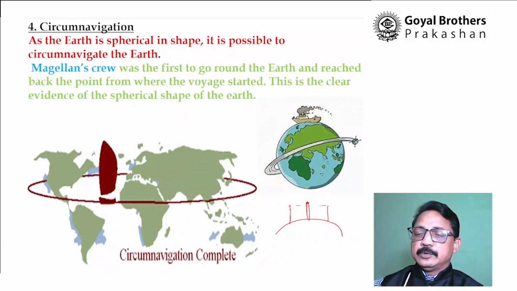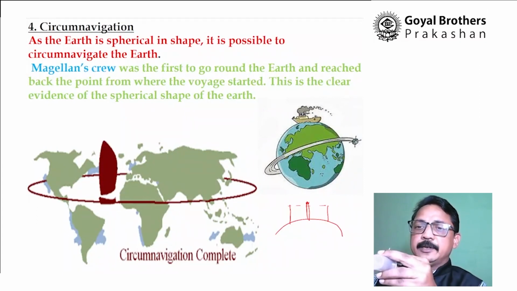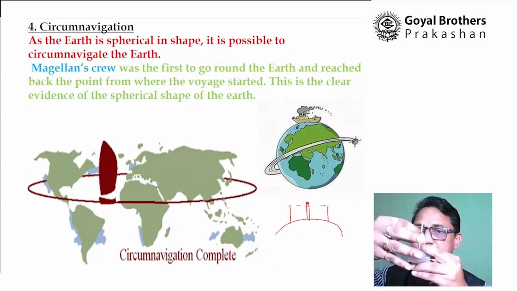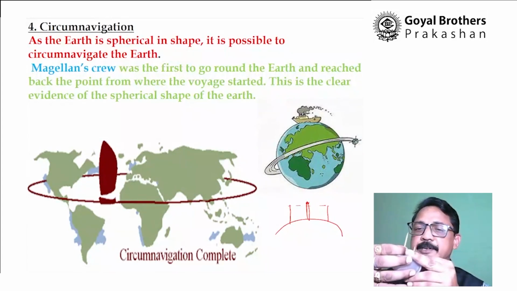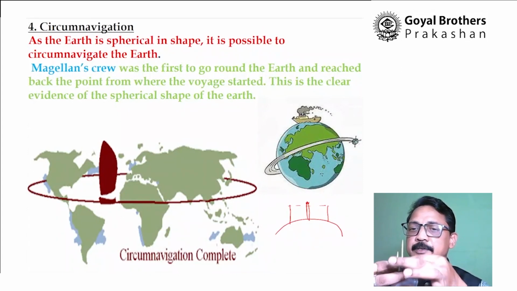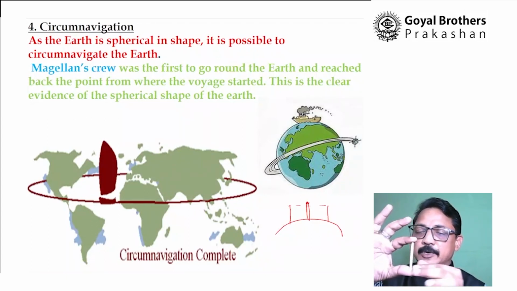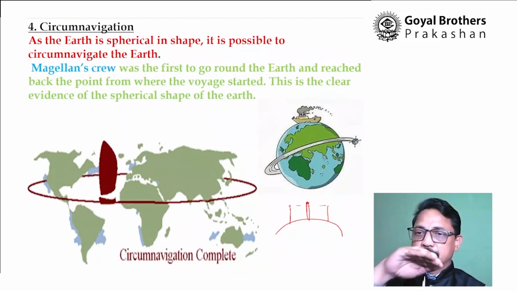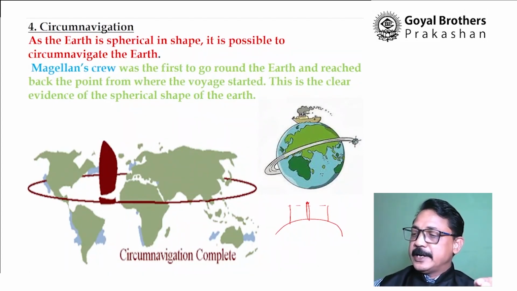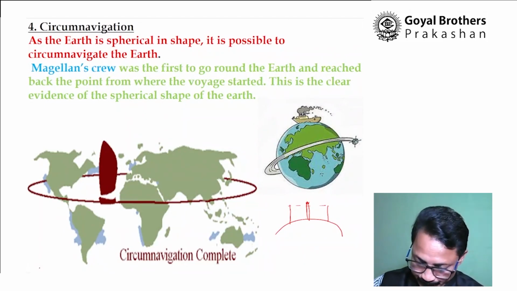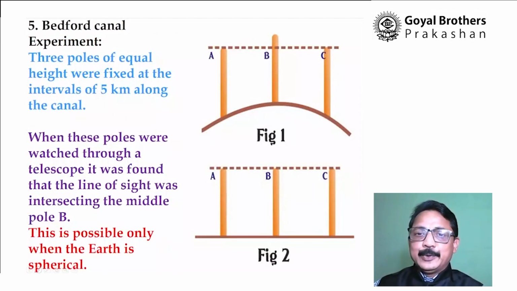Now because this part is spherical in shape, if I put one stick here, dear student, at the side and one stick at this particular point, this one will appear taller even though both of them are of the same size, but one of them will appear taller to you because of the spherical shape on which I had kept it. Similarly, in the Bedford Canal experiment also the same thing happened. That is another proof that our earth is really spherical in shape.